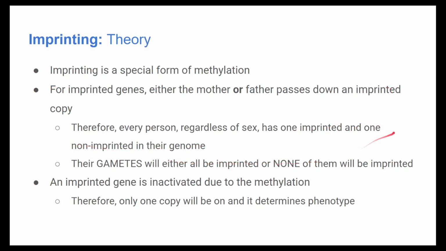So every person in their genotype is going to have one imprinted and one non-imprinted version of each of these genes, regardless of sex. So what you have is 1 and 1. What you pass on, however, is going to be all or none, because this is sex dependent.